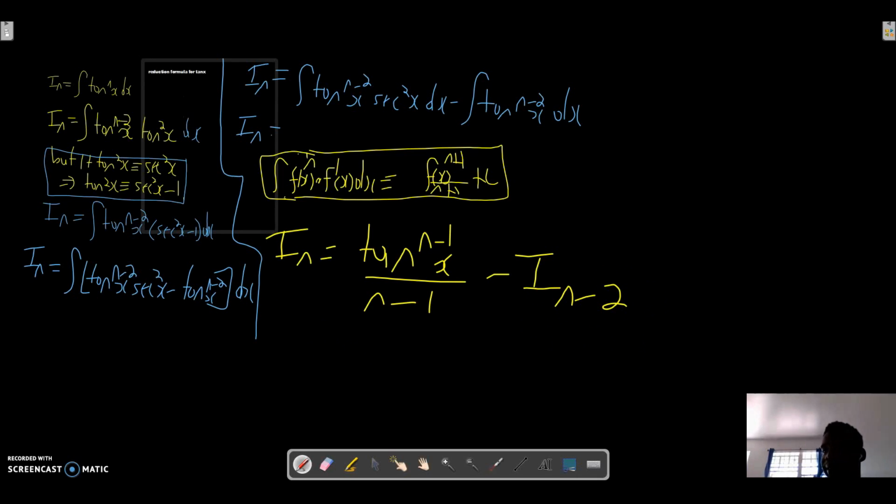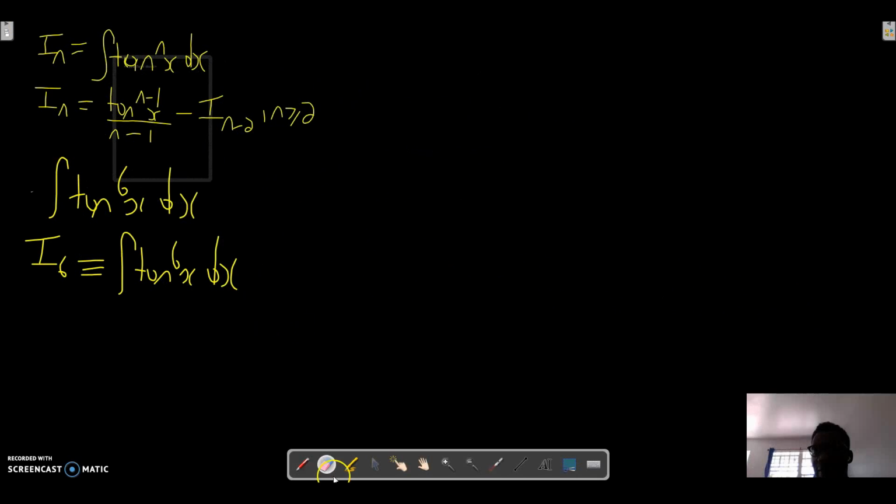Now I could attach this condition here that says that n must be greater than or equal to 2. Alright, and that's it. Now that we have derived the reduction formula, we're going to apply it to a question. Say we want to find the integral of tan to the 6x, which we can simply call I6, because bear in mind that In was equal to the integral of tan to the nx dx. So that's the comparison we're using.